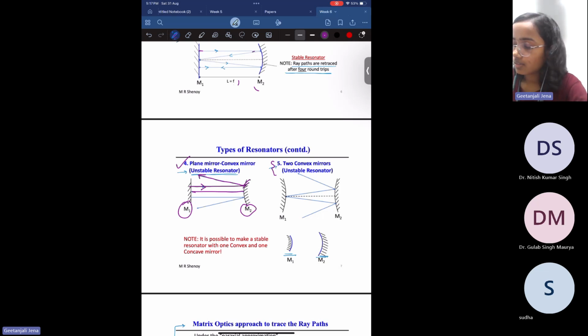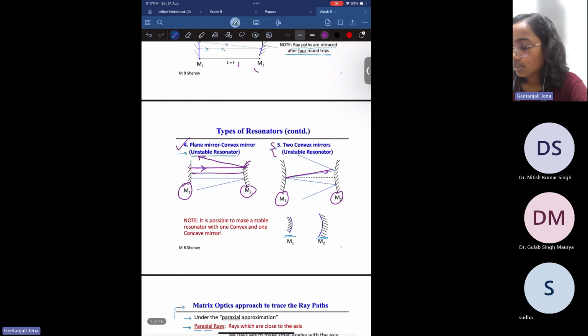And another type of resonator is the setup where we have two convex mirrors, that is mirror M1 and M2, both are convex. So here we'll see no matter how the ray is traveling, it will diverge at the second mirror. So that's why the light will not be confined inside this resonator volume. Okay. So these are two examples of unstable resonator.